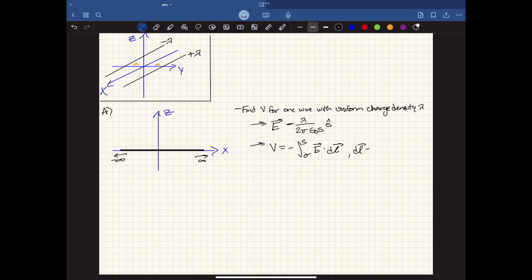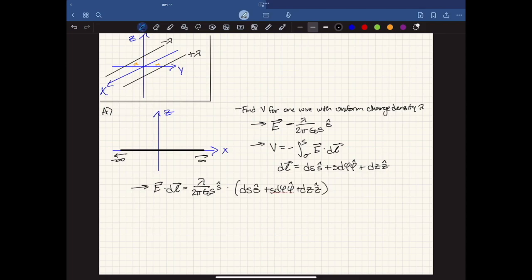where dl is ds s hat plus s d phi hat plus dz z hat. Now let's calculate E dot dl. Now when we multiply these out, we know that s hat is perpendicular to phi hat and is also perpendicular to z hat. So taking the dot product would cancel these terms out, and these will become 0. S hat is parallel to S hat, so this will give us 1, and the dot product will be this.